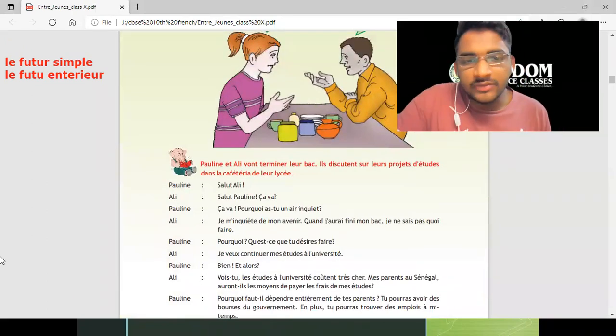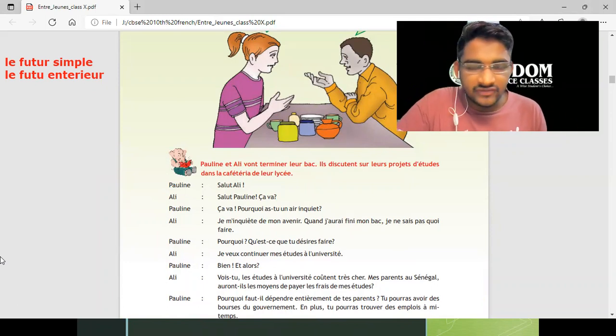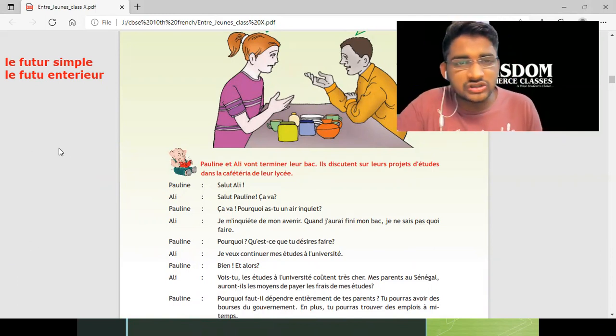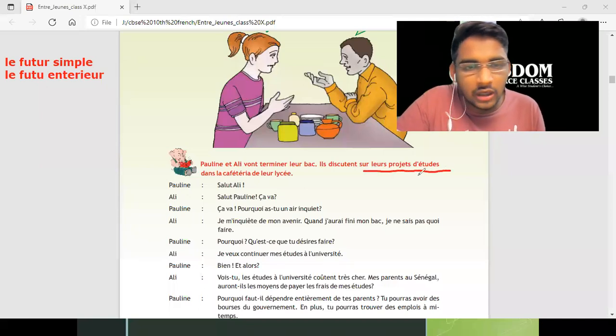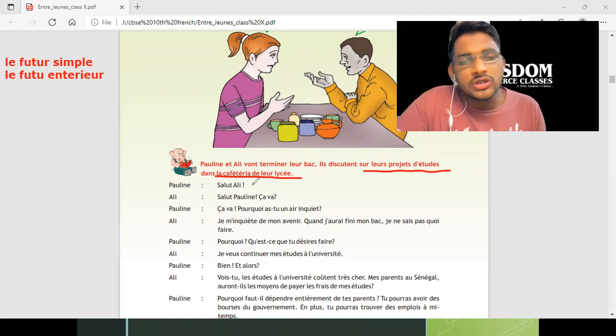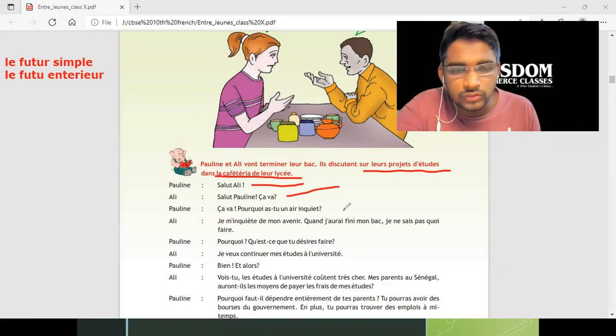Pauline and Ali are finishing their bac. They are two characters, given over there, and they're going to finish their bac. They are discussing their studies. What their plans for studies are is what they're discussing right now in the cafeteria of the college. So, salut. The conversation is going to be between Pauline and Ali.